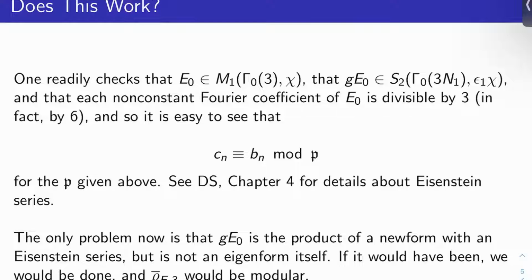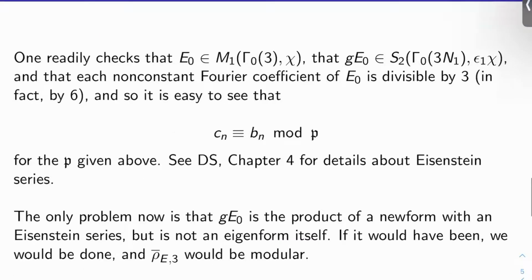Okay, and most of the properties we need this to satisfy are not hard to show. For example, it's easy to check that E0 is in M1 gamma 0 of 3 chi. It's also easy to check that g E naught is in S2 gamma 0 3N1 epsilon 1 chi. It's also easy to check that each non-constant Fourier coefficient of E naught is divisible by 3. In fact, it's divisible by 6. And so it's then from there very easy to see that c sub n is equivalent to b sub n mod frac P for the frac P that we gave above on the first slide. And if you want more information on Eisenstein series because you're not familiar with the general theory here, I recommend Diamond and Shurman chapter 4.